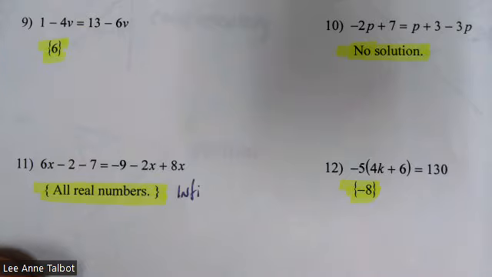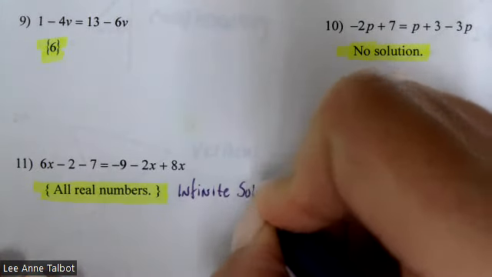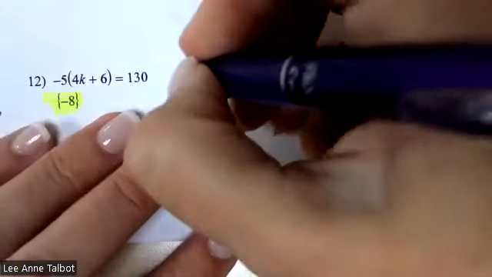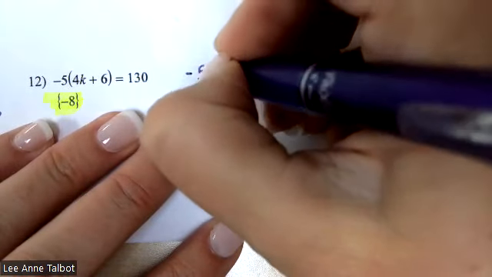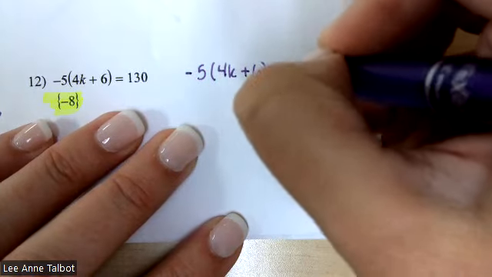Which one? 12? Sure. Absolutely. Thank you for asking. Okay. I'm going to rewrite it over here. -5, 4K plus 6 equals 130.